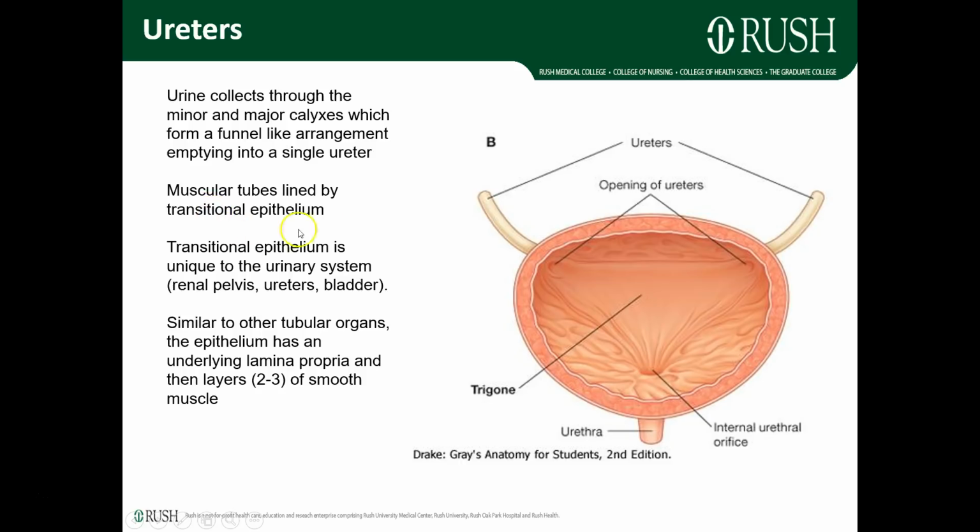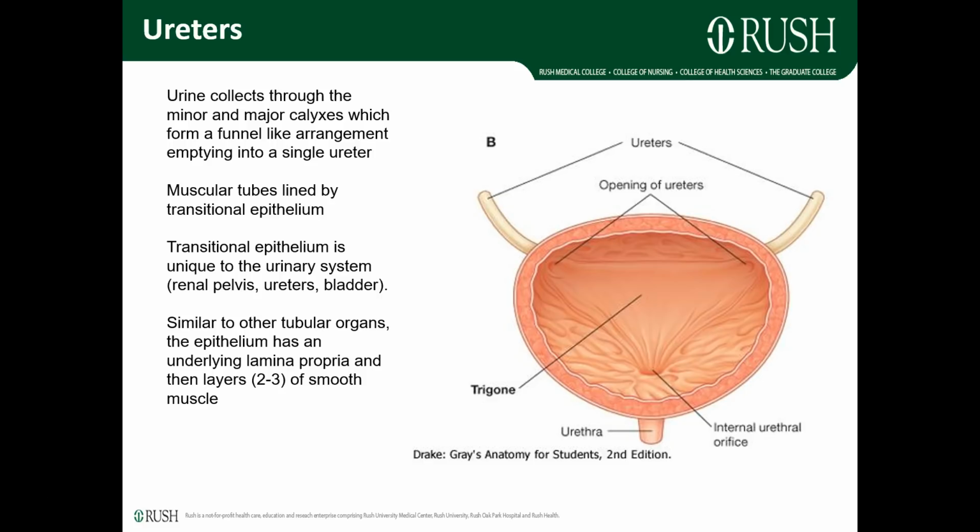Ureters are muscular tubes, and they are lined with transitional epithelium. You heard that term before, and you know that transitional epithelium is unique to the urinary system, which includes renal pelvis, ureters, bladder, and urethra as well. And sometimes it's also referred to as the urinary epithelium because it's only seen in the urinary system.